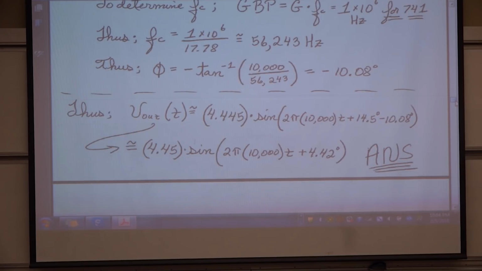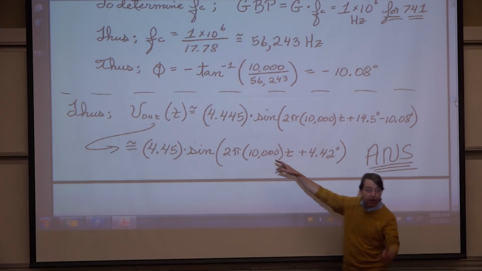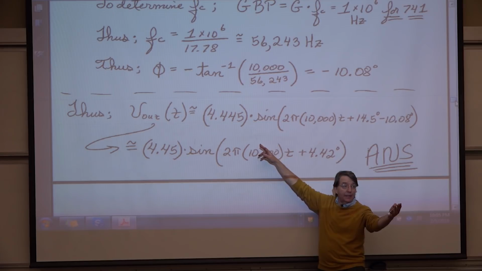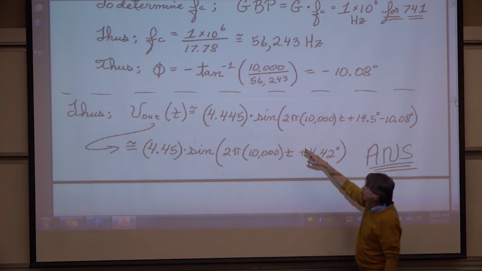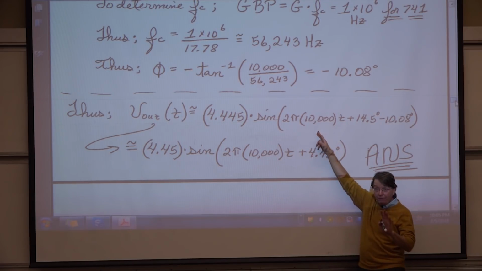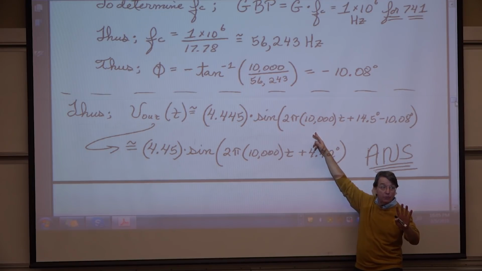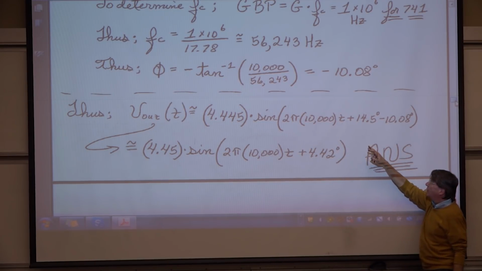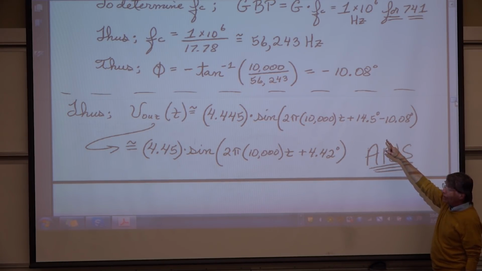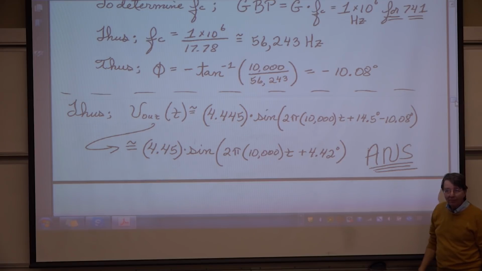So now look at how I wrote it. That's the peak amplitude, which our colleague has already helped us with. And it's sine of 2 pi f t, f stays the same, plus, now it's 14.5 degrees, then minus 10.08. And we got it, and we're going good. How we doing?